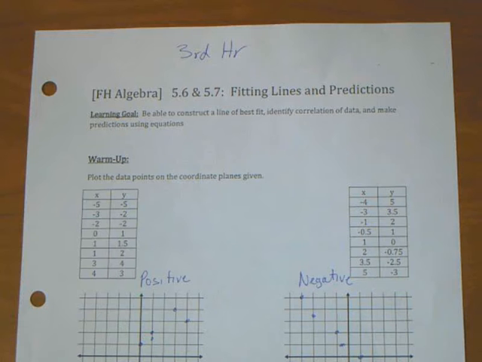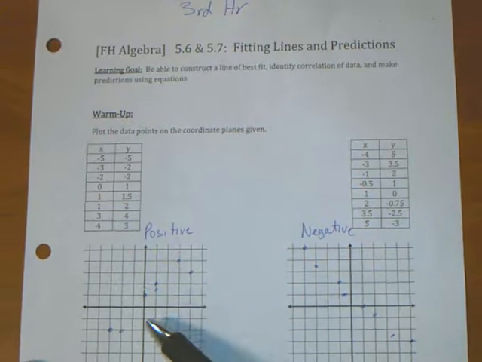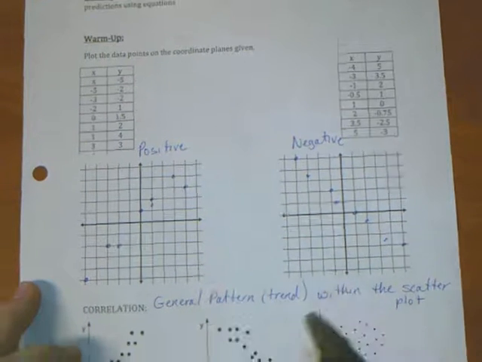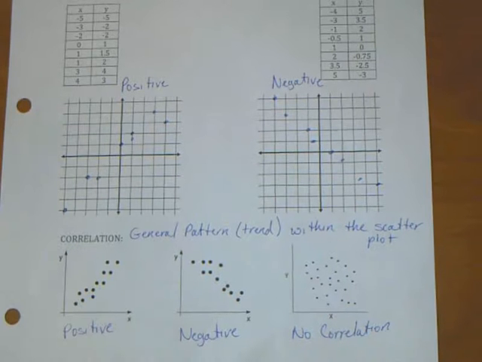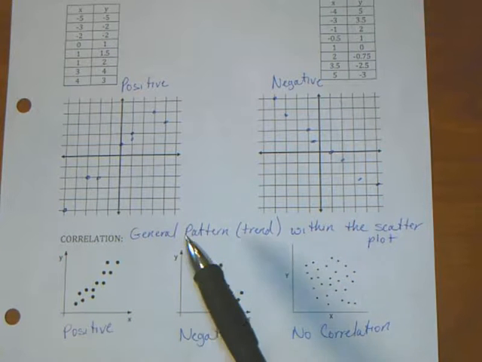Here we go. So yesterday, what you did was you plotted these points, identified the correlation, and we talked about correlation a little bit. So we said, Alex eloquently stated that correlation is a general pattern or trend within the points in the scatter plot. Alex Taylor said that.